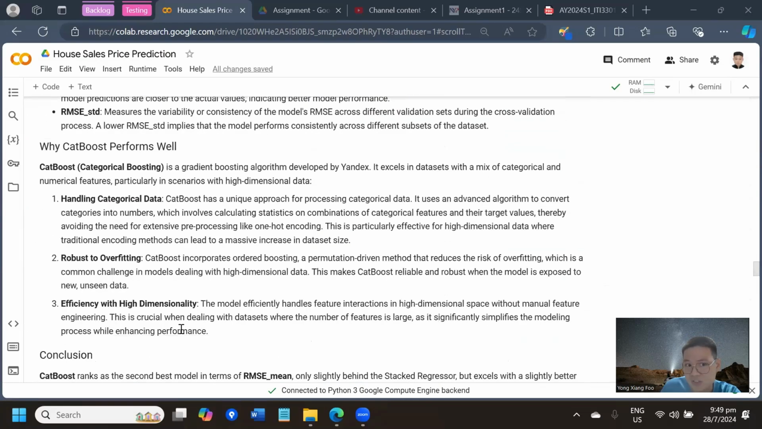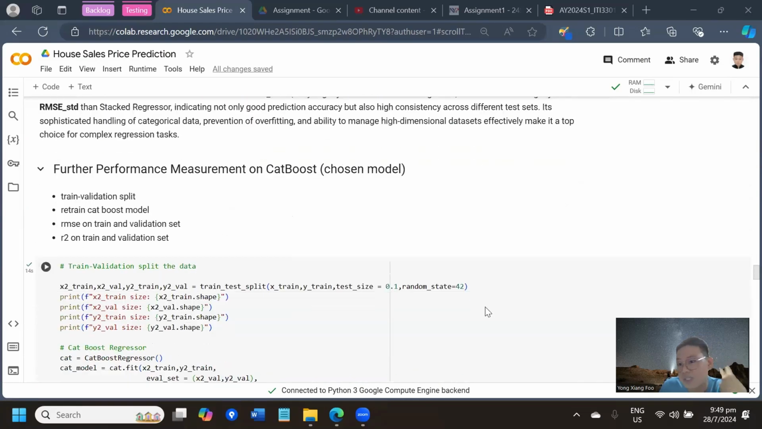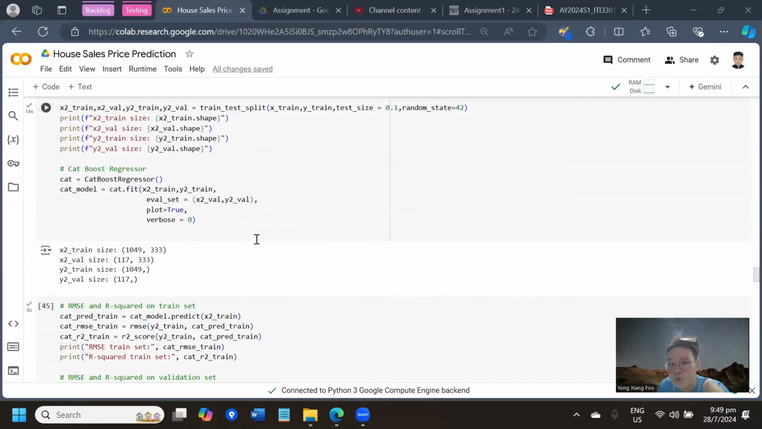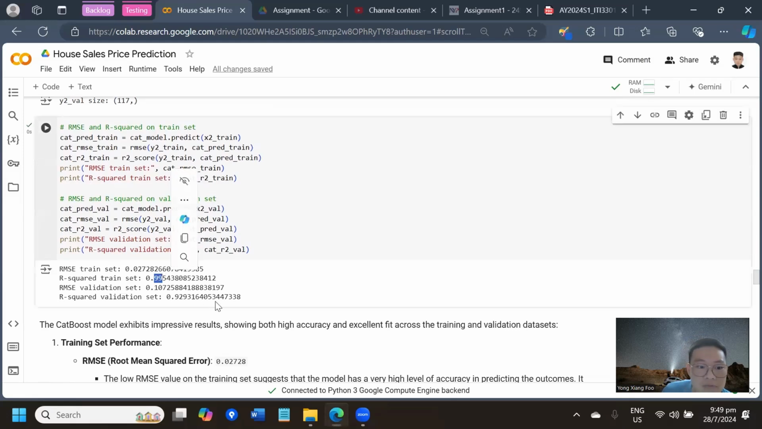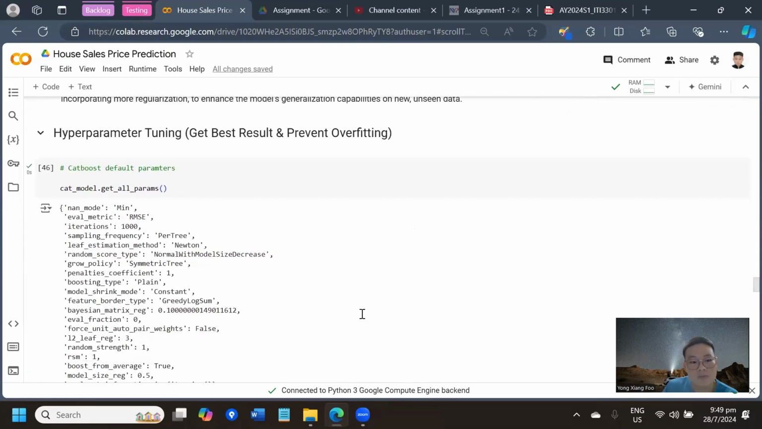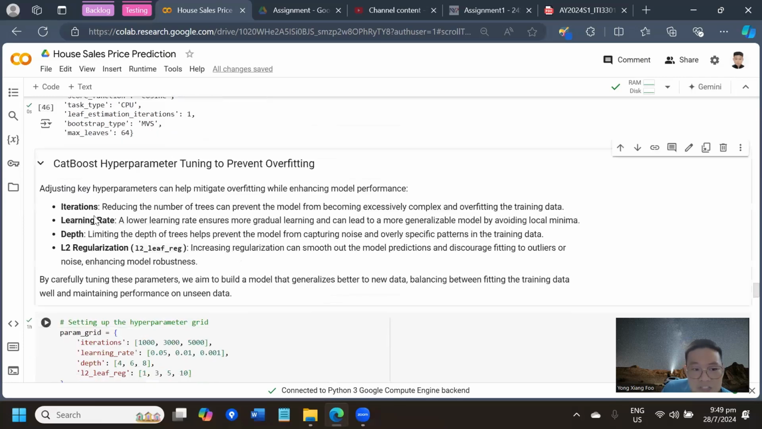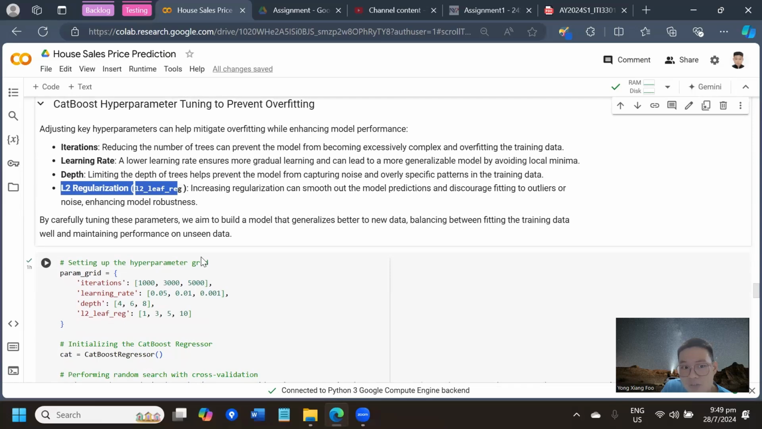So I use CatBoost. Then I further see how it performs, and I see that the R square is actually quite high, which means that the model explains the data very well. For the training phase it is 99%, and for the validation phase only 93%. This means that there is some form of overfitting which we have to work on when we hyperparameter tune it later. So I try to tune it by adjusting these four parameters, especially the L2 regularization, because it has a lot of features. If I increase this, it will smoothen out the model, and it will put more weight on the more important features.